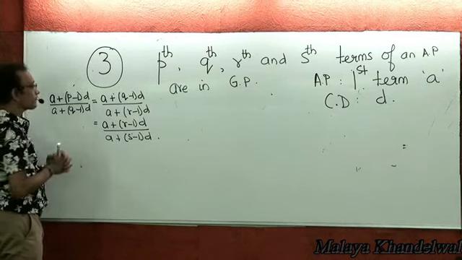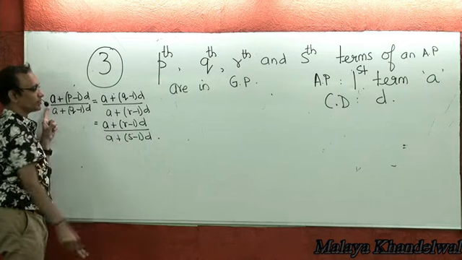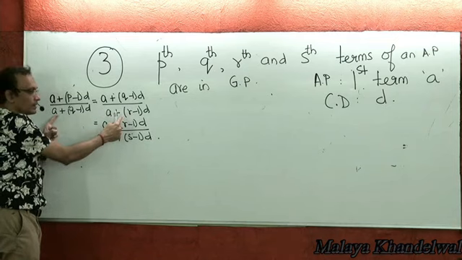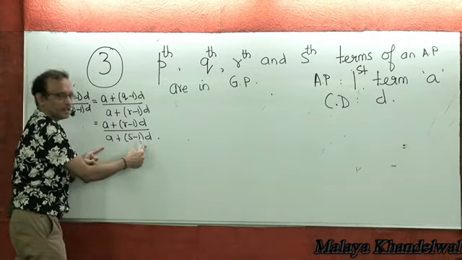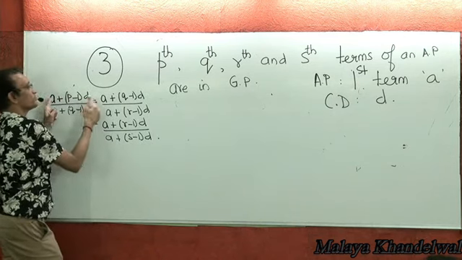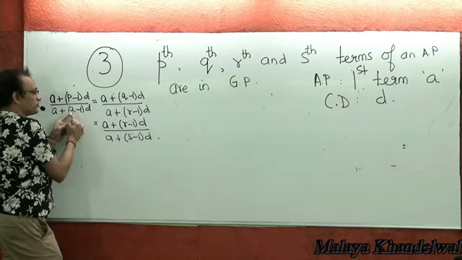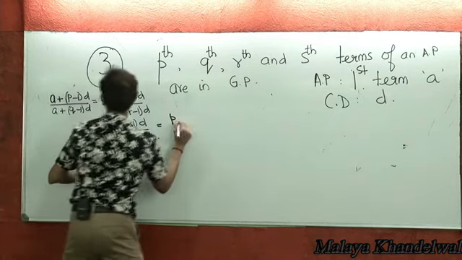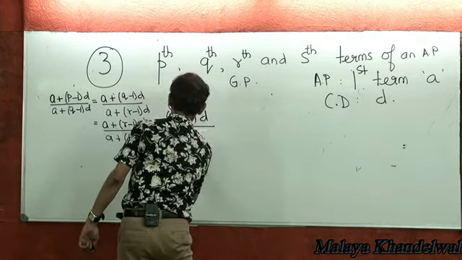Do you then realize that if this is equal to this, then each will be difference in numerators divided by difference in denominators? Yes or no? If this is equal to this, then each will be difference in numerators divided by difference in denominators. Right? So if this is equal to this, what is the difference in their numerators? P minus Q into D will be the difference in the numerators, divided by difference in the denominators, which would be Q minus R into D.